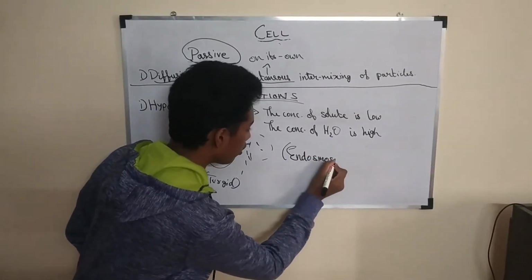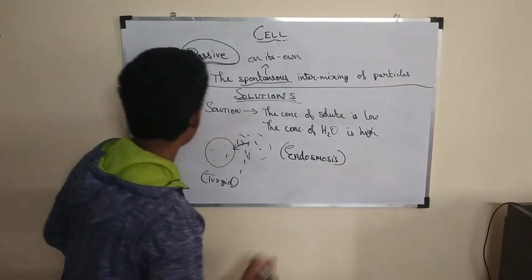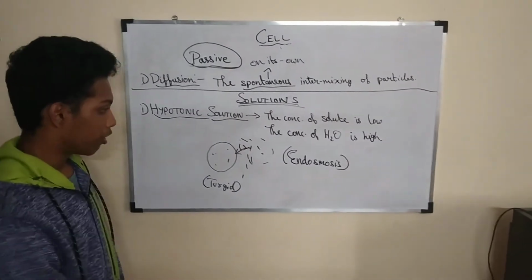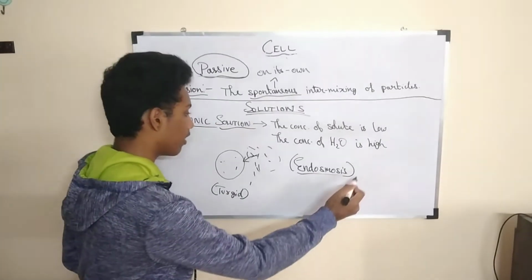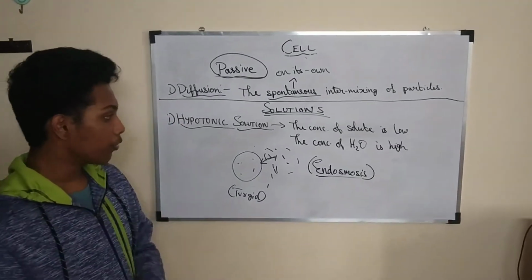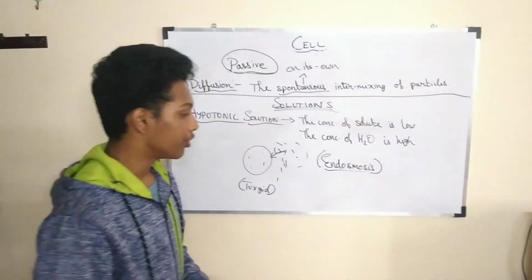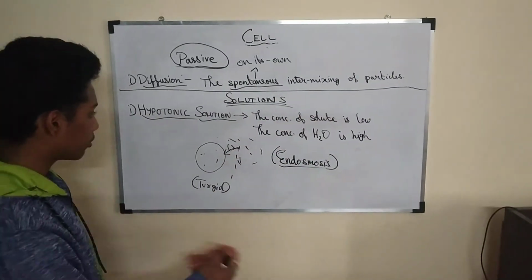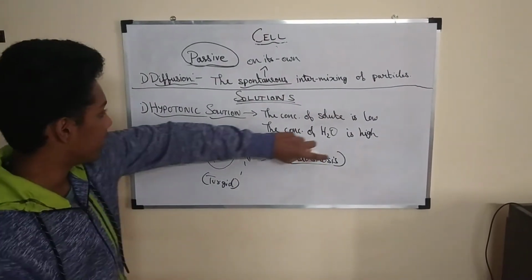So endosmosis can only occur in hypotonic solution. Remember that? Endosmosis can only occur in hypotonic solution. But if you see exosmosis, I'll teach you that solution now. So this is the first type of solution. I'm sure you have understood it clearly.